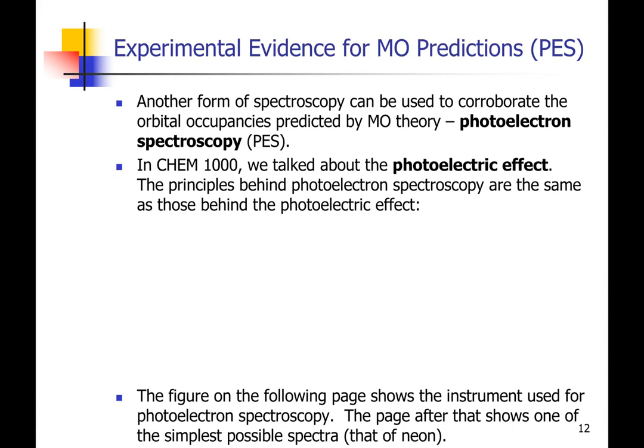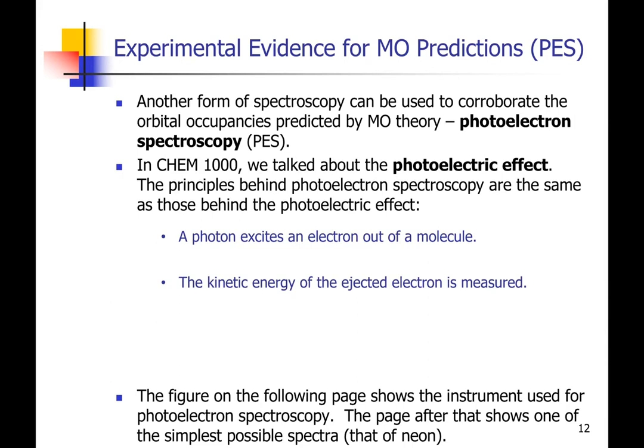So what is photoelectron spectroscopy? Well, it's based on a principle that you ought to be familiar with from Chem 1000, which was the photoelectric effect. In Chem 1000, when we talked about the photoelectric effect, we were analyzing metals, but other than the fact that we're now going to be looking at molecules instead of metallic samples, the principles are the same. We're going to start off by striking the sample with light. And if that light has enough energy, it will excite an electron out of the molecule.